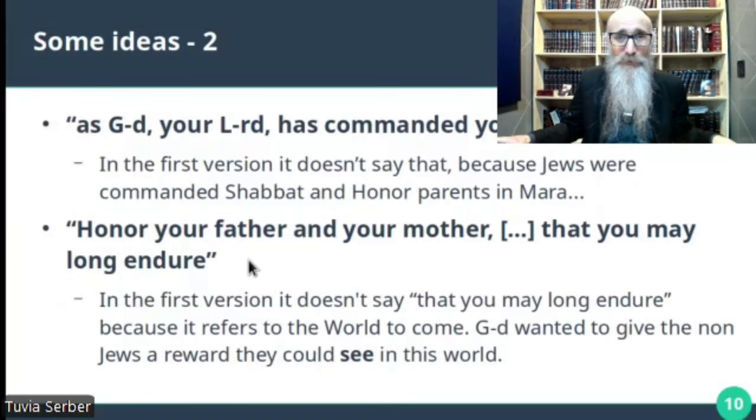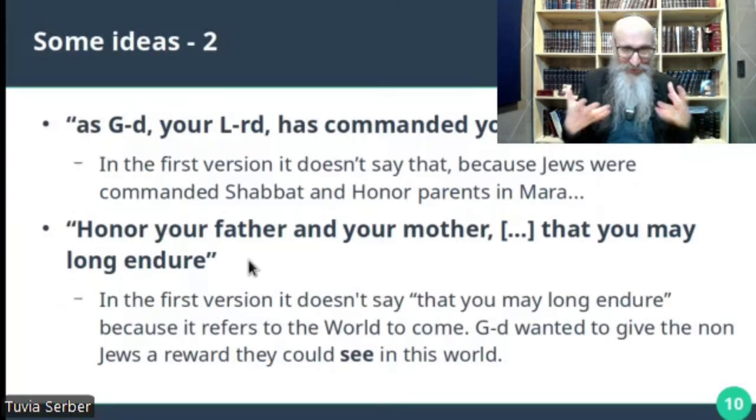Where's the long life? Where's the long life? What do you mean? I just did something that the Torah says I'm going to have a long life, and now I just died. So, based on this idea, our sages say the long life is talking about the world to come. It's not talking about this world. Don't think you're going to have more years of physical, material life because you do this mitzvah or that mitzvah. Forget it. That's not what it's talking about.